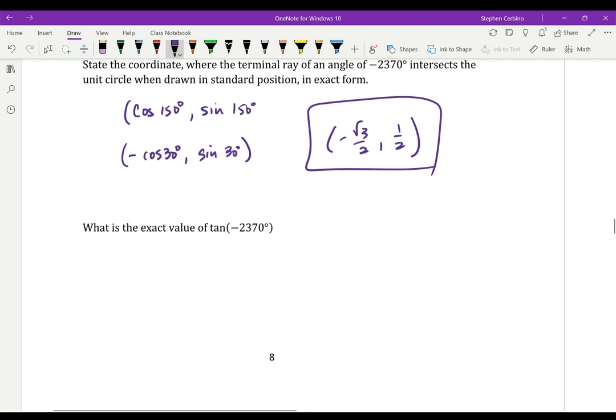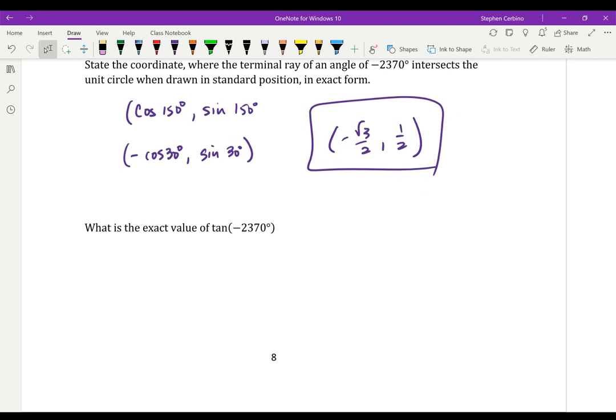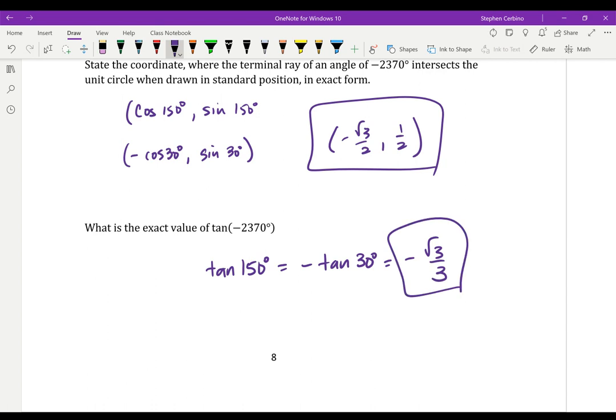The exact value for the tangent of negative 2,730, well, that would be the same thing as the tangent of 150, which is the same thing as negative tangent of 30, which is equal to negative square root of 3 over 3. So you can see how all of this fits together. If you wanted to get really crazy, you could even say it's sine divided by cosine there, and you would have gotten the same answer.